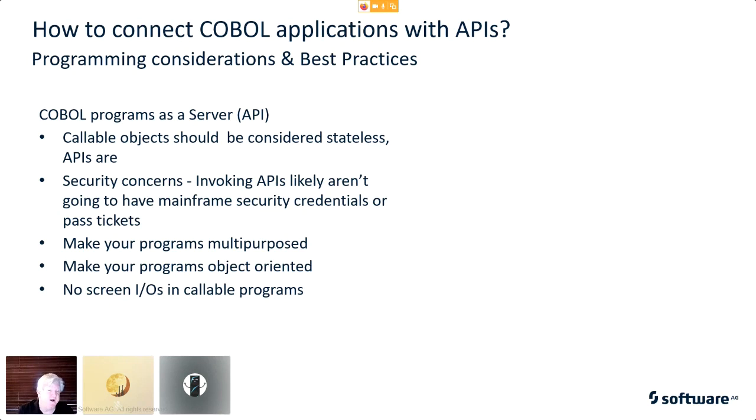Security concerns. Invoking APIs likely aren't going to have mainframe security credentials or pass tickets, and that's one of the things we're starting to see on mainframes. There's technology now that requires a one-time pass ticket and then becomes invalidated, or your security password changes every 5 minutes. For you and I, that's not a big deal. I log into the mainframe at the beginning of the day and I stay logged in all day long. But when we talk about those stateless APIs, they're logging in each time.